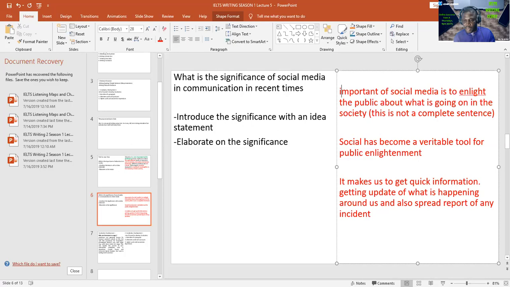Social media, unlike mass media like television, connects millions of people around the globe at the same time, making it possible to reach more people with information, news, and even educative programs, maybe by the click of a button. Can you see now the importance? I said it is useful for public enlightenment. So I now broke down what I meant by public enlightenment.